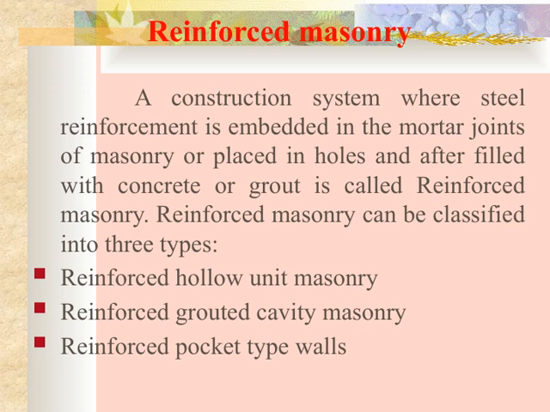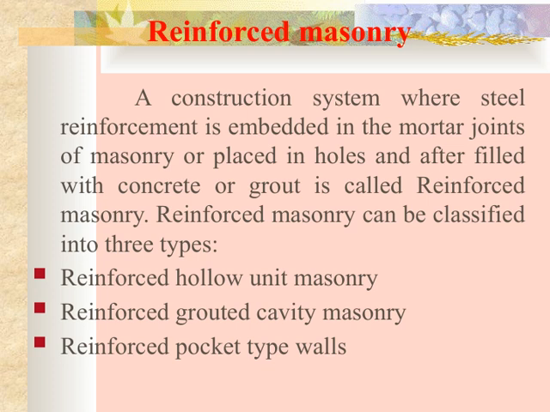Now, when we talk about reinforced masonry, there are three main types to keep in mind. First, we have reinforced hollow unit masonry, which involves using hollow blocks with reinforcement inserted to add strength. Next is reinforced grouted cavity masonry, where large cavities between masonry walls are filled with grout and reinforcement to create a sturdy, integrated structure. And finally, reinforced pocket-type walls, which are built with pockets or holes in the units that are filled with reinforcement and grout, providing additional stability.